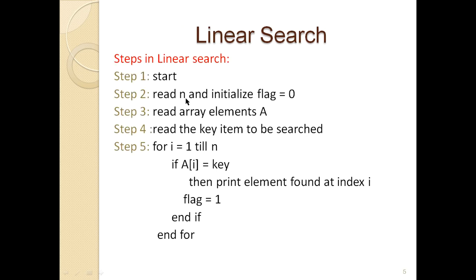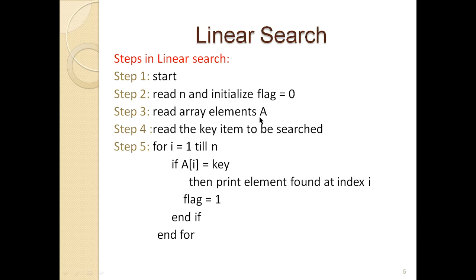Start, then read n, that is, read the size of the array, and then initialize flag equals to 0. Flag is a variable which indicates your search operation. Initially we assume flag as 0 because we have not yet got the key element, right? So when do you say the key element is found or the search is successful? When your flag value changes to 1. Initially the search is unsuccessful, so flag is 0. Once your search is successful, make flag as 1.